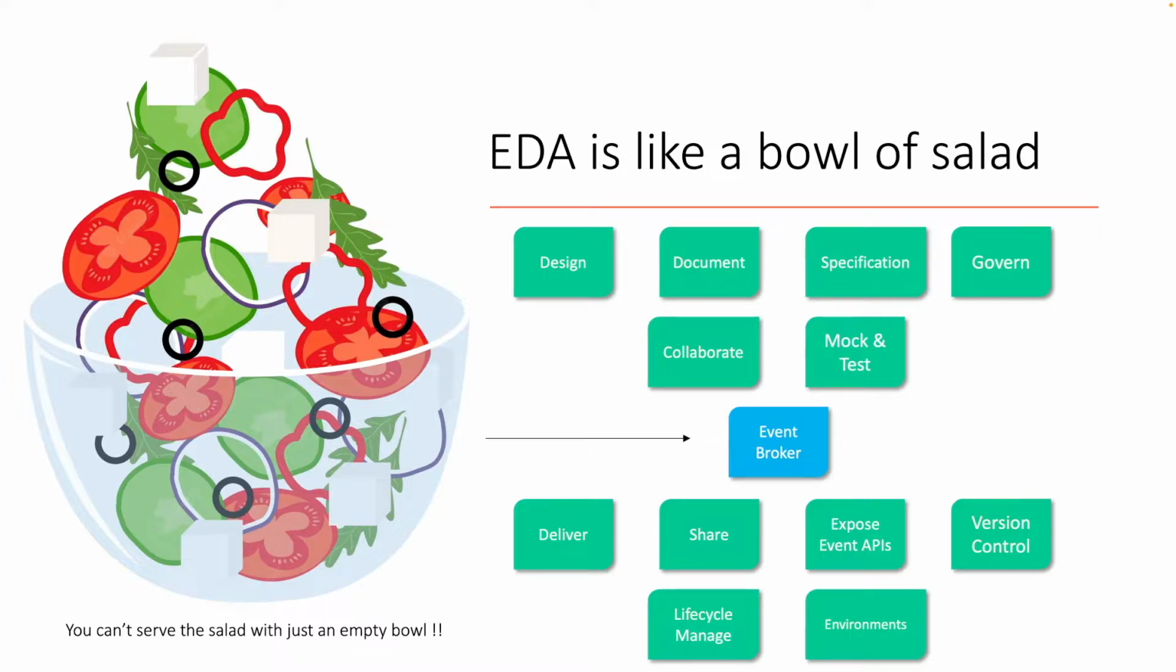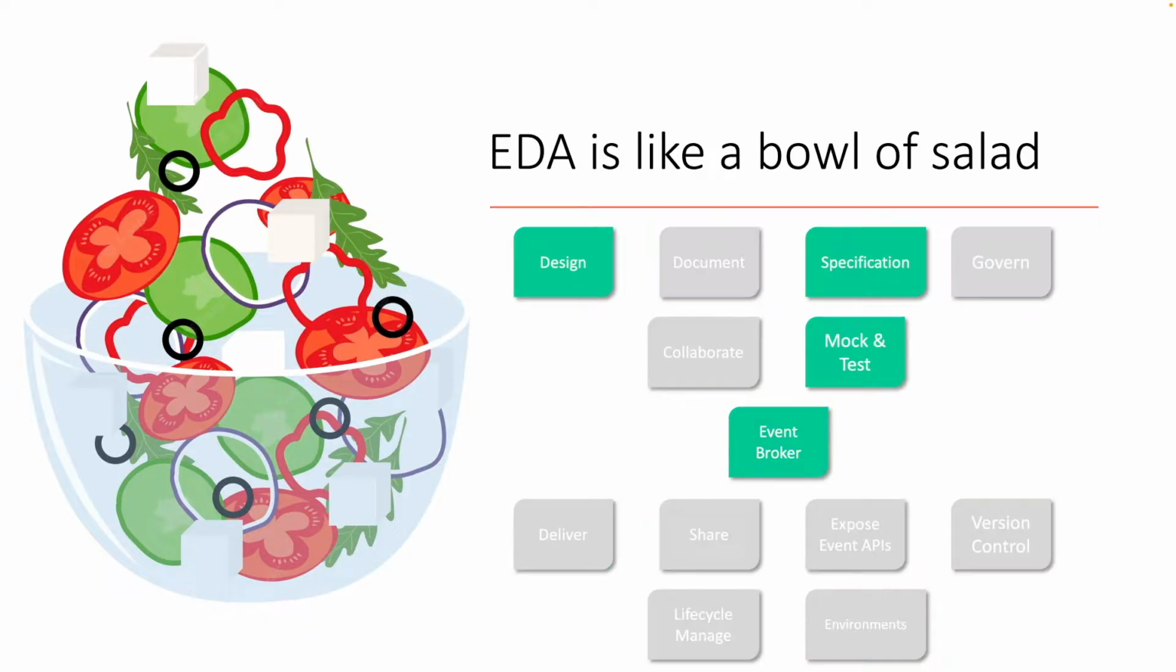Whether you're starting to build an event-driven architecture from scratch, or you're going through a digital transformation journey and you want to slowly start migrating to an event-driven architecture approach. For today's talk, I'm only going to be covering some pieces in this mix, which is the design aspect. We've got the specifications, mocking and testing, and the underlying event broker for the runtime aspect of things.